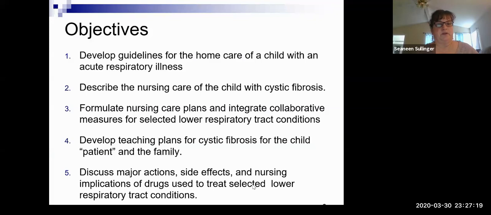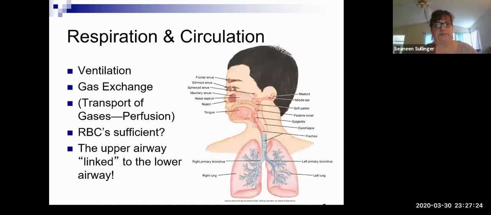Objectives: talking about asthma, acute respiratory illnesses, cystic fibrosis, teaching plans, and then looking again at the airway. The other lecture was dealing with the upper airway up here, and now we're going to move into the lower airway. Looking at ventilation, gas exchange, where the perfusion actually happens, are there enough red blood cells? But also keep in mind that upper and lower airways are linked together, so what happens in one section could affect the other section.